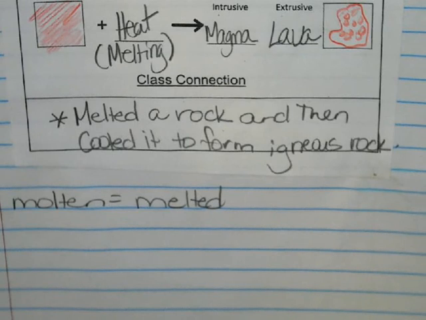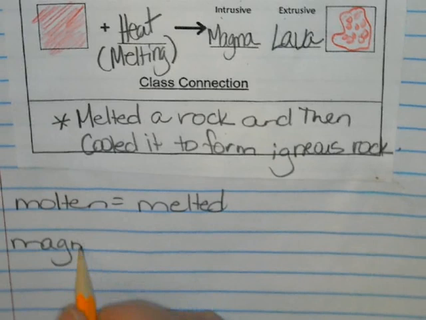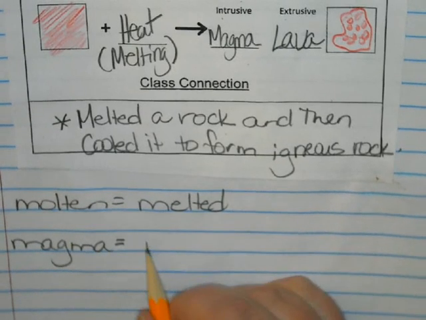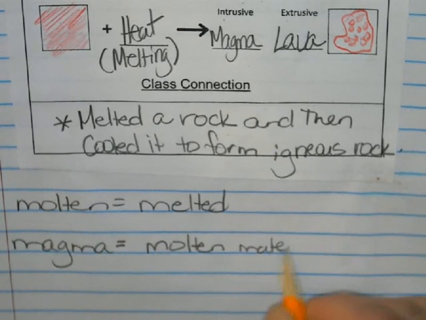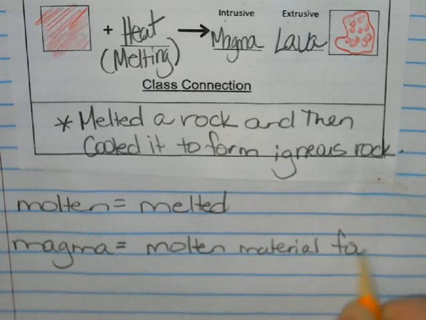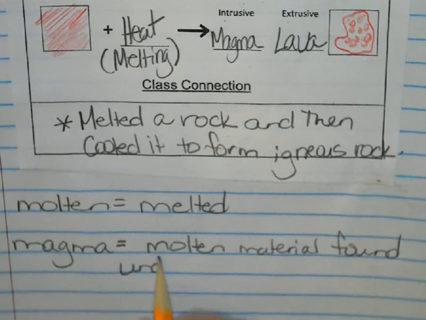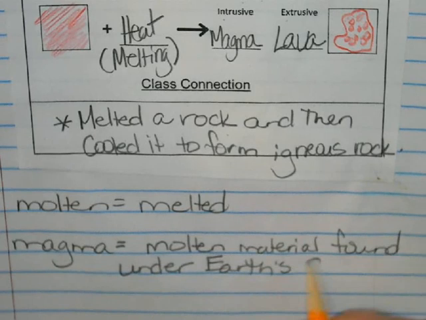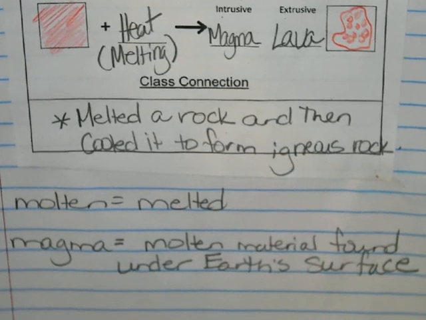And then we also should include what magma is. Magma is molten material found under Earth's surface. So this would be underground. Magma is molten material found under Earth's surface.